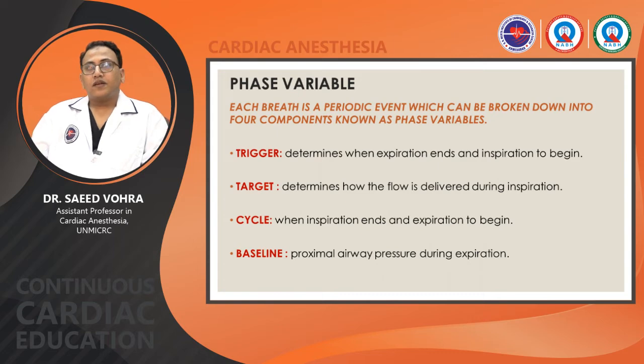Now, each mechanical breath can be divided into phase variables. These are trigger, target, cycle, and baseline. Trigger determines when the expiration ends and inspiration begins. Target determines how the flow will be delivered during the inspiration. Cycle determines when the inspiration will end and when the expiration will begin. Baseline is the proximal airway pressure during the expiration.